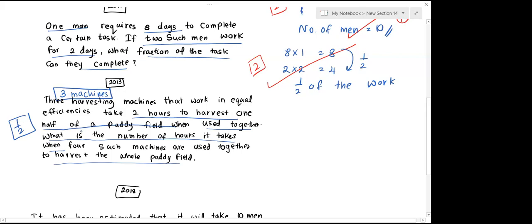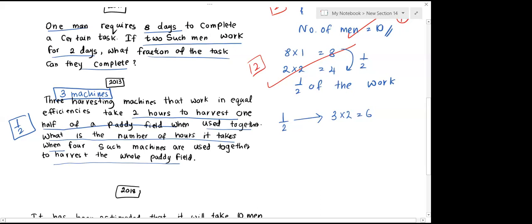Okay, that means 1/2 of the paddy field means 3 times 2 equals what? 3 times 2 equals half of the work, no? Half of the magnitude of the work. Then 6 is the magnitude of half the work. Then the magnitude of the whole work is equal to 6 times 2, 12. Then when used together, what is the number of hours it takes when 4 such machines are used together to harvest the whole paddy field? ඒ වගේ machines 4ක්.